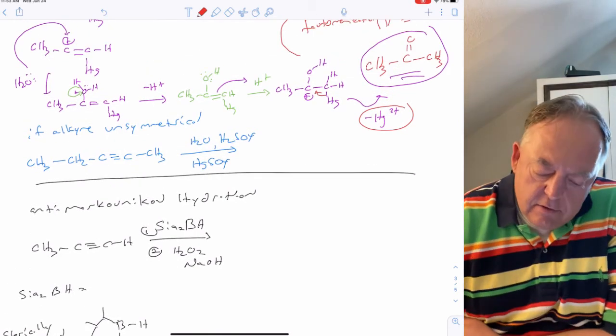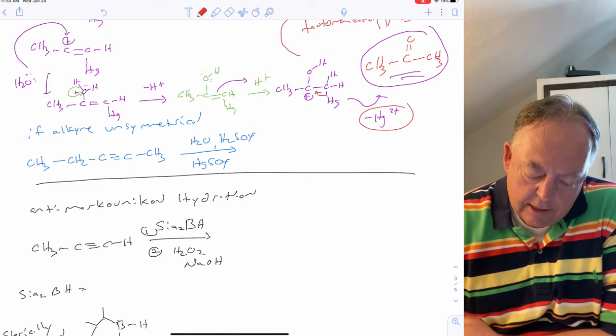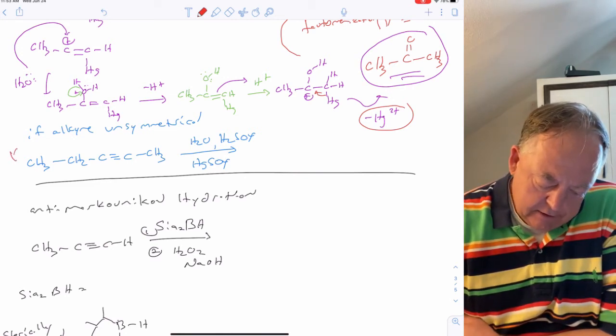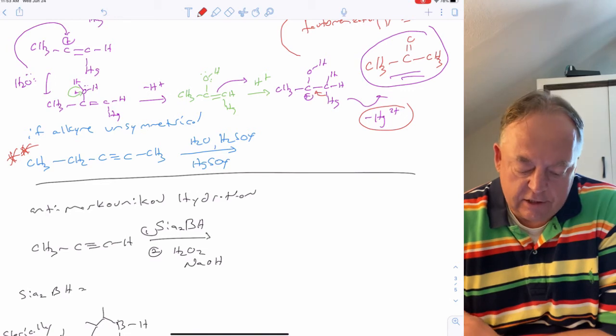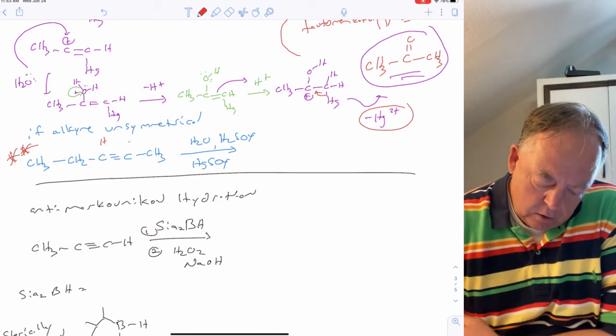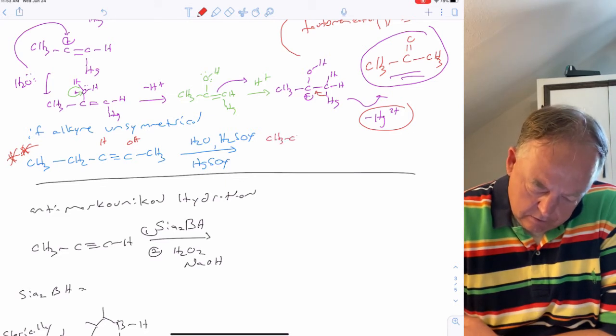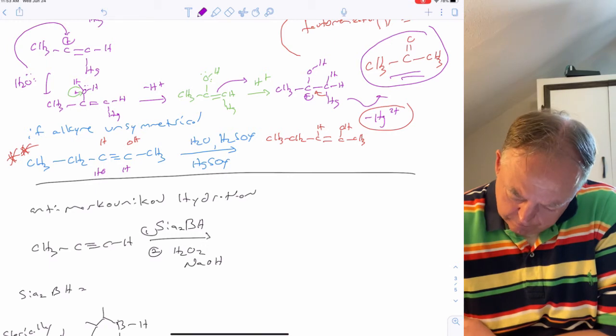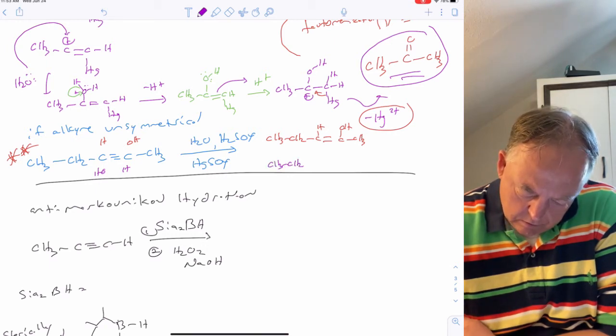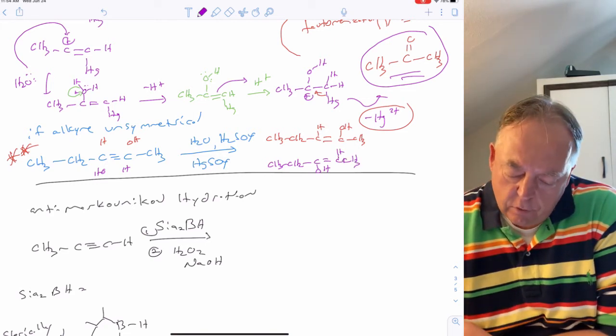Okay, so if that's a symmetrical alkyne, then you only get one possible product, but if it's a non-symmetrical alkyne, as in this case, well, now you can't apply Markovnikov's rule, right? Because both carbons have the same number of hydrogens, none. So that means you could add the H here and the OH here. Right, or you could have added it opposite. You could have added the OH here and the H there. So that would be 2 possible enols, and then they will tautomerize to the ketone.